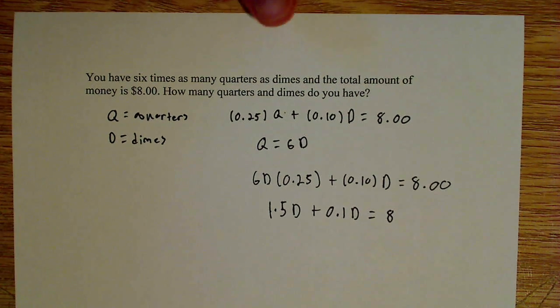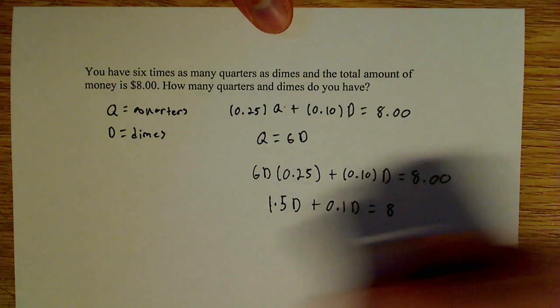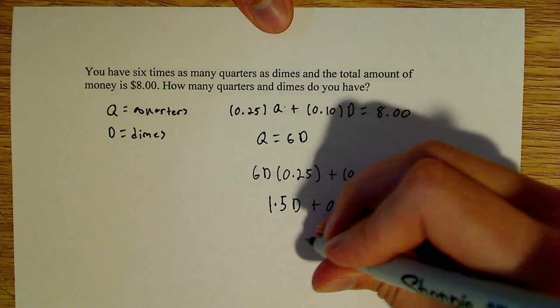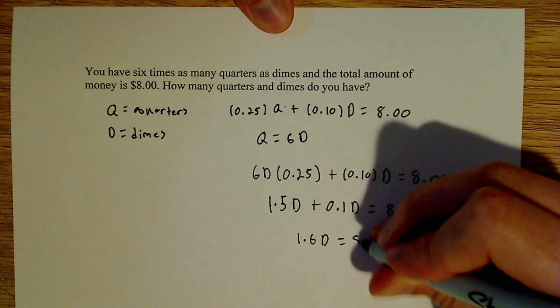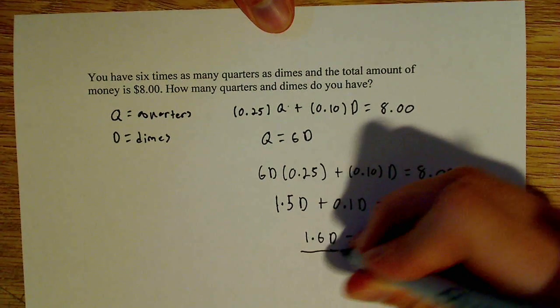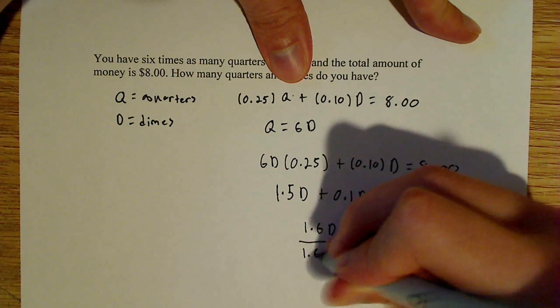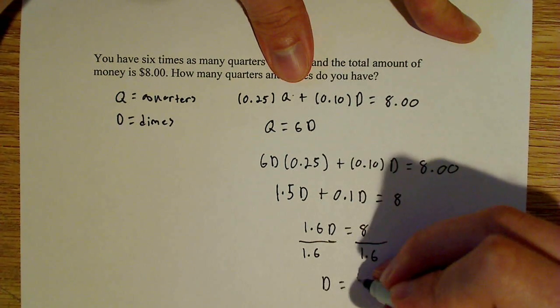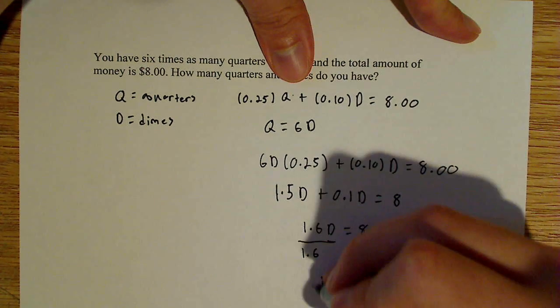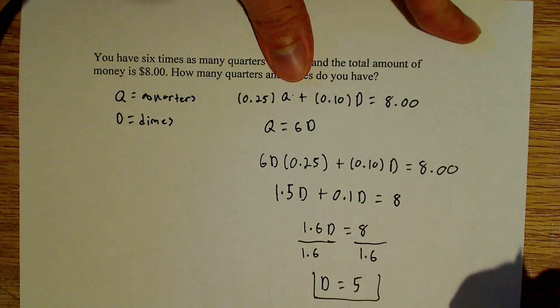Okay? Now, since we have the same terms here, we can just add these together, and that gives me a total of 1.6D is equal to 8. I'm going to divide both sides by 1.6. D is equal to 5. Okay? So that's the first answer.